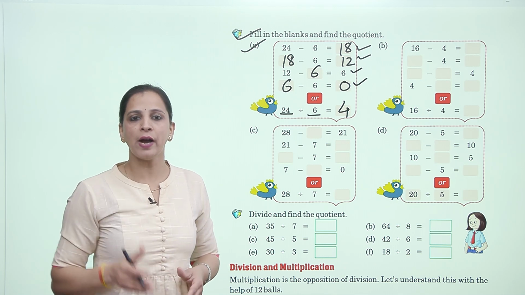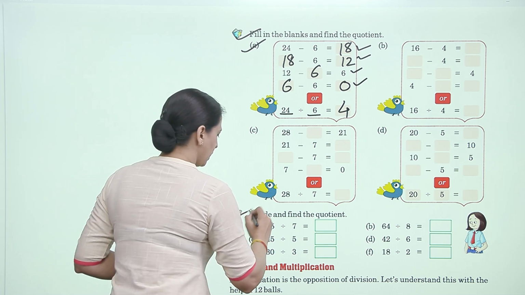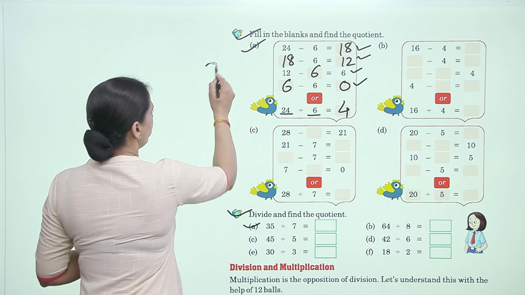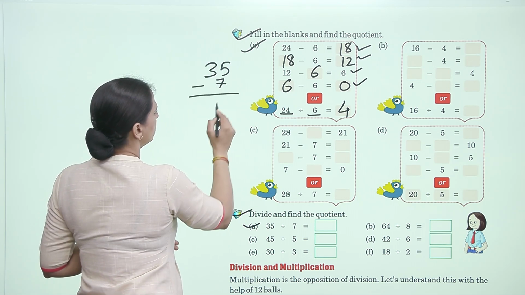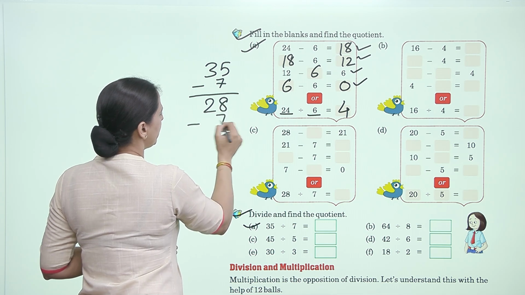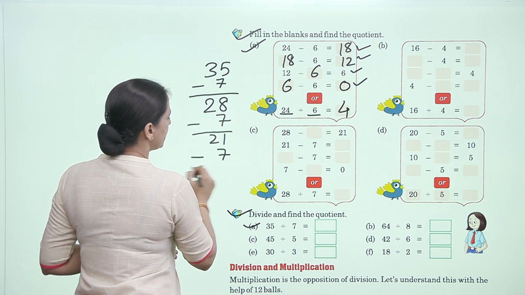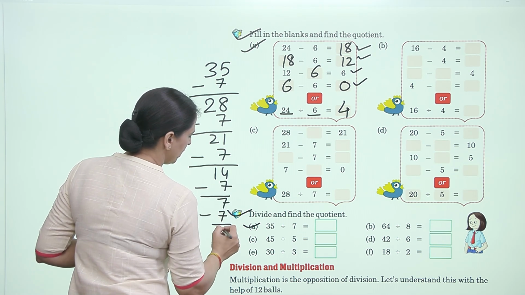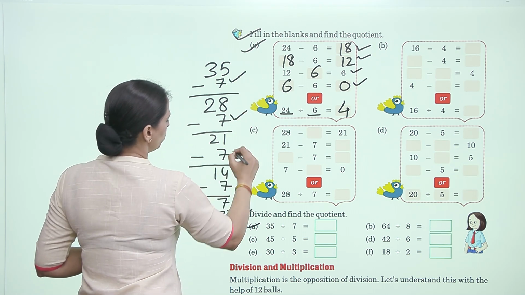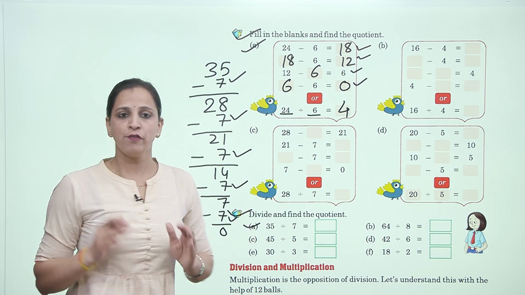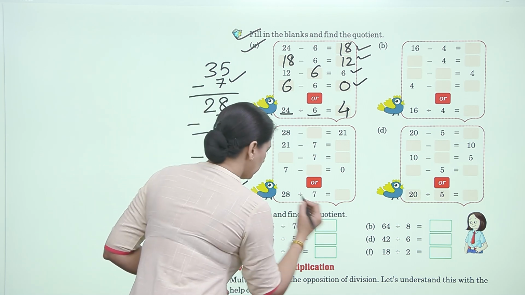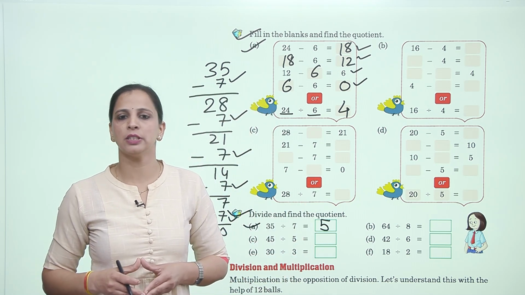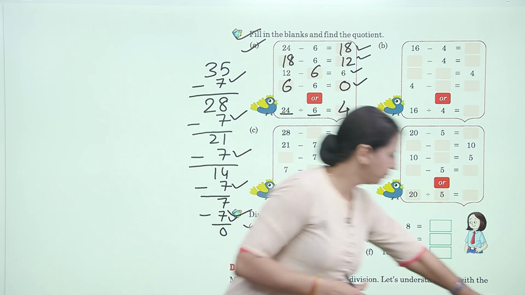Now next is, divide and find the quotient. A part, 35 divided by 7. 35 minus 7 is 28, again minus 7 is 21, again minus 7 is 14, again minus 7 is 7, again minus 7 is 0. 5 times we have to subtract. So 35 divided by 7 is equal to 5. तो बच्चों सेम मेथड को यूज करते हुए बाकी के पार्ट्स आप खुद ट्राई करेंगे.